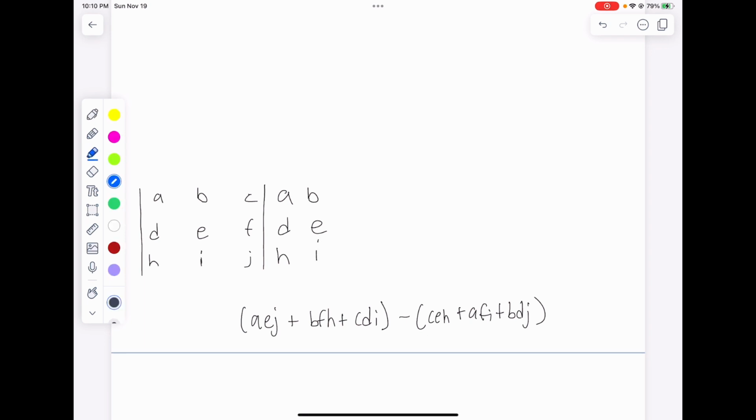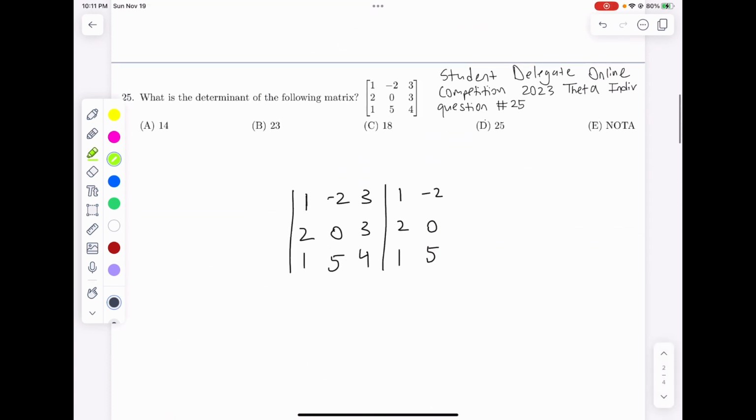Then we'd use a similar crisscross method. We do A times E times J, B times F times H, and C times D times I. And then from that we can subtract C times E times H, A times F times I, and B times D times J. And that's shown in this equation below, and that's how you find the determinant of a 3x3 matrix. So we can apply this to a couple practice problems.